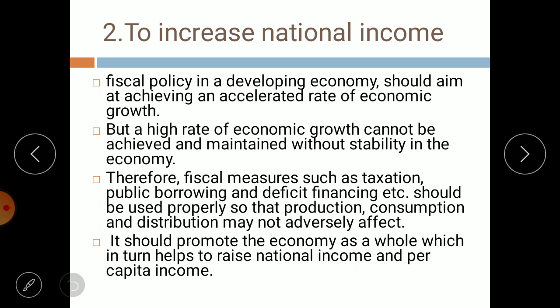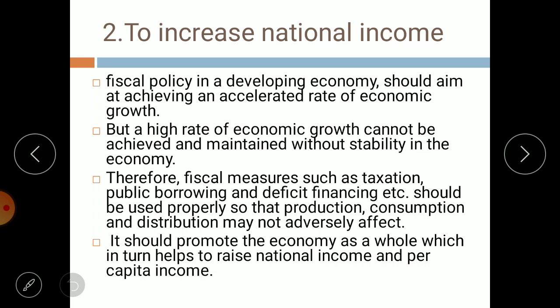Every economy's objective is to have a growth rate, whether it is a developed country or an underdeveloped country. The sole goal of any economy is to grow, and to grow the economy, fiscal policy is one of the tools in the hands of government. But a high rate of economic growth cannot be achieved and maintained without stability in an economy.